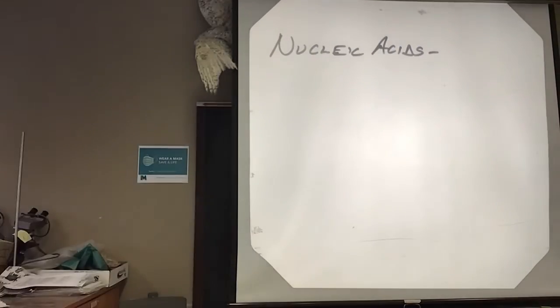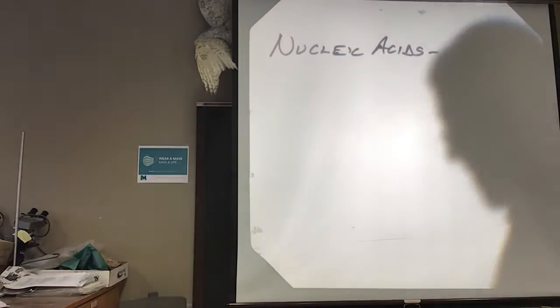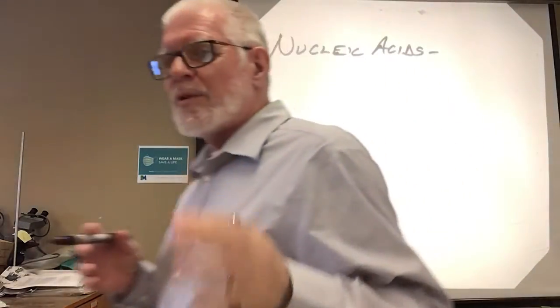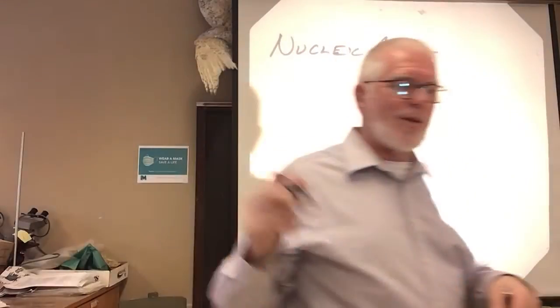So these are also polymers. We've got three major polymers we've talked about. We've got starches, which are polymers of sugars. We've got proteins, which are polymers of amino acids, and we have nucleic acids.